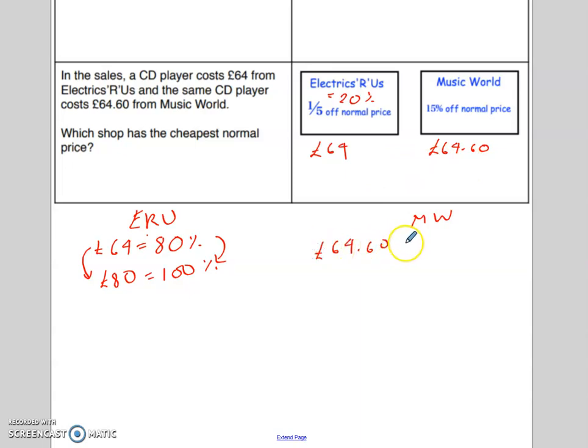Okay, so for this one here, £64.60, because it's 15% off, if we do 100 take away 15, that gives us 85%. And then to get our 100%, you can just divide by 85 and then times by 100, and that gives you £76. Okay, so we can clearly see the shop that has the cheapest normal price is Music World. Okay, so please make a note and mark your work, year 11.